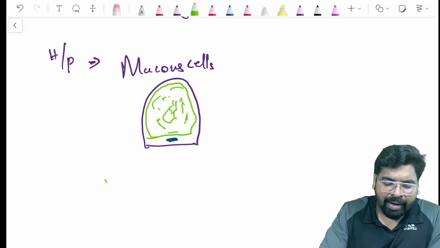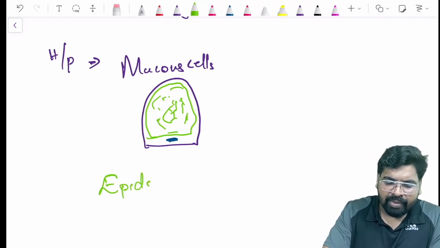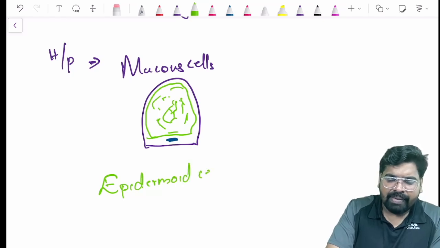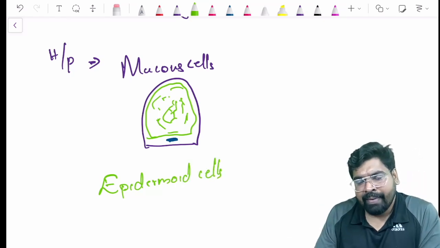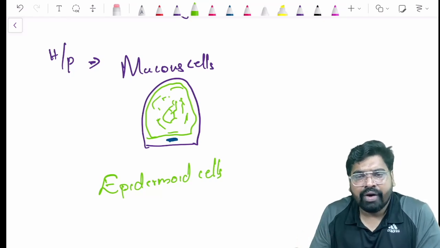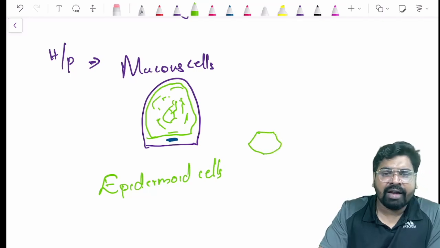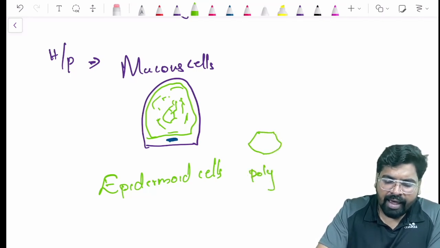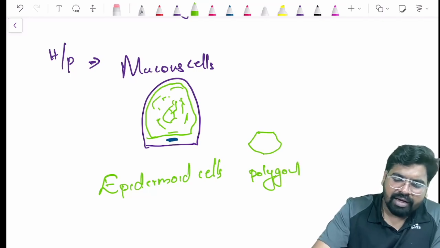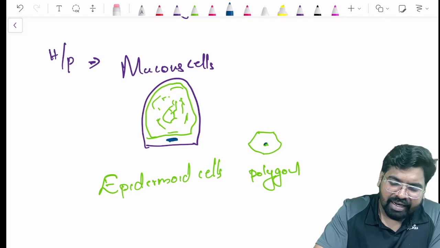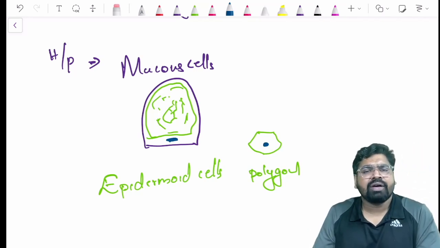And how do you observe an epidermoid cell? I have told you, epidermoid, epithelioid. It looks like an epidermis cell. It is polygonal, and you can see a small nucleus in the center. So this is how an epidermoid cell looks.